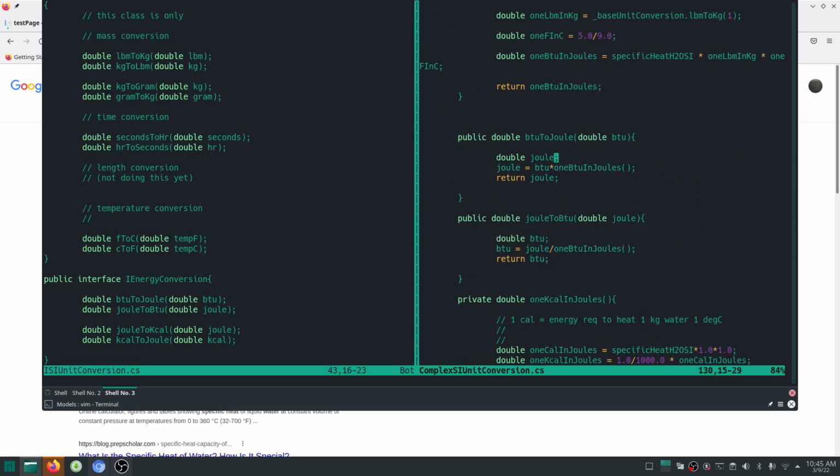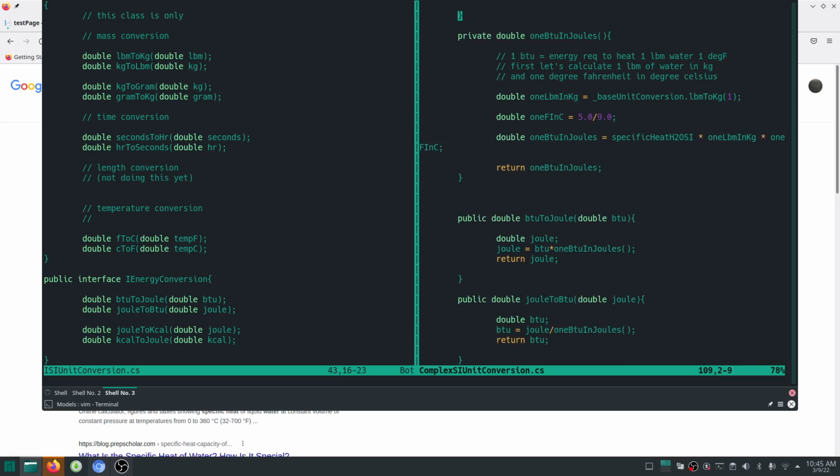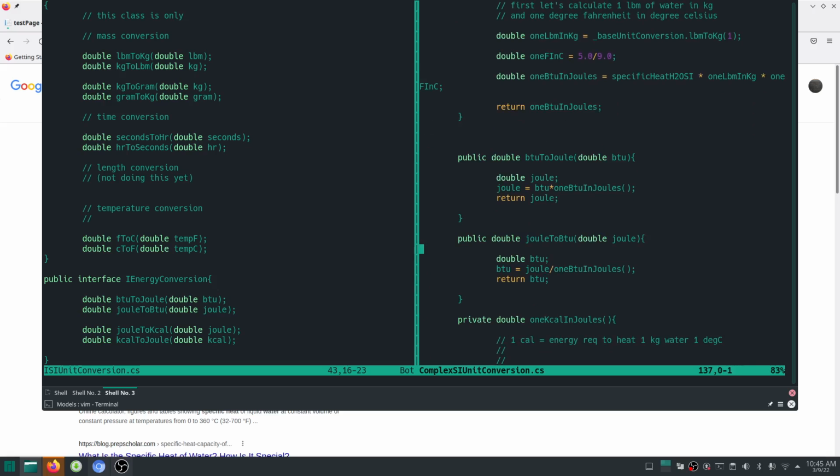BTU per joules is just the reverse of this. BTU to joules will make use of this 1 BTU in joules conversion factor. It will multiply how many BTUs by how many joules per BTU, so this is how many joules per BTU. I call it 1 BTU in joules. And then joules to BTU will be reversed; I'll divide by this.